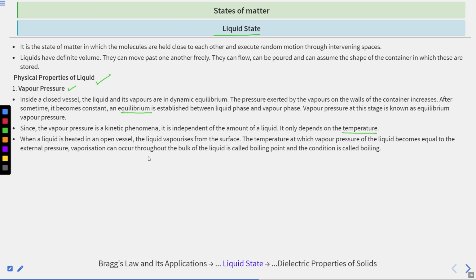So when liquid is heated in an open vessel, the liquid vaporizes from the surface. At the temperature at which the vapor pressure of the liquid becomes equal to the external pressure, vaporization occurs throughout the bulk of the liquid, and the phenomenon is known as boiling, and the temperature is known as boiling point.